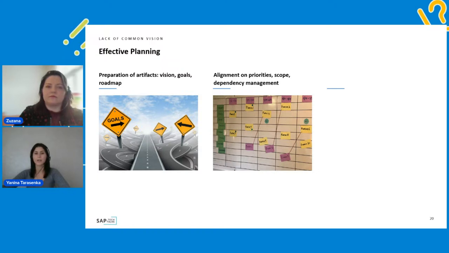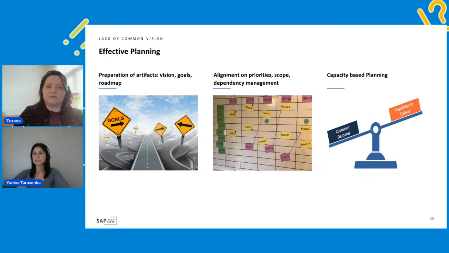And the last point is capacity-based planning. Capacity-based planning means that the team capacity is taken into consideration during the planning. The team actively participates in the planning process and has its voice. It means that it's not the product owner or product manager or any other kind of product person who pushes the team to take something that they cannot.